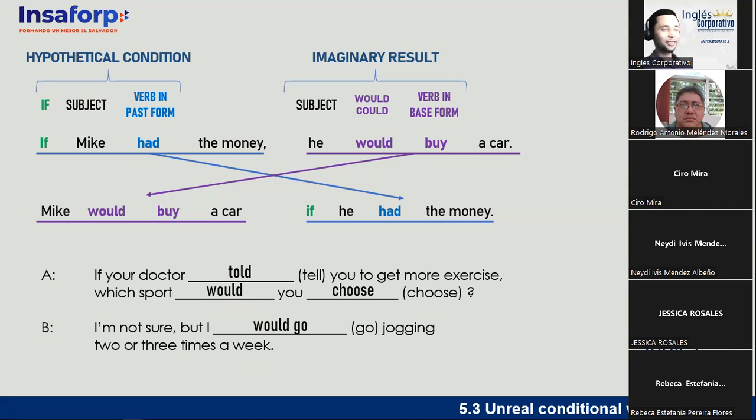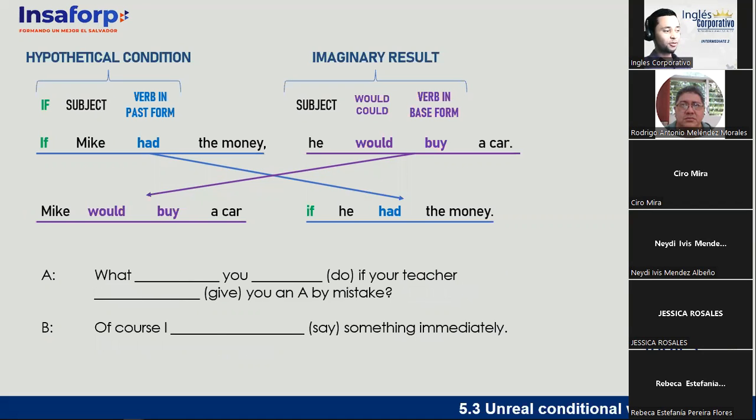Correct. Very good. Thank you, Rodrigo. I'm not sure, but I would go jogging 2 or 3 times a week. Me iría a trotar 2 o 3 veces a la semana. Good. That's excellent. Conversation 3. There are 5 conversations. This is conversation 3.